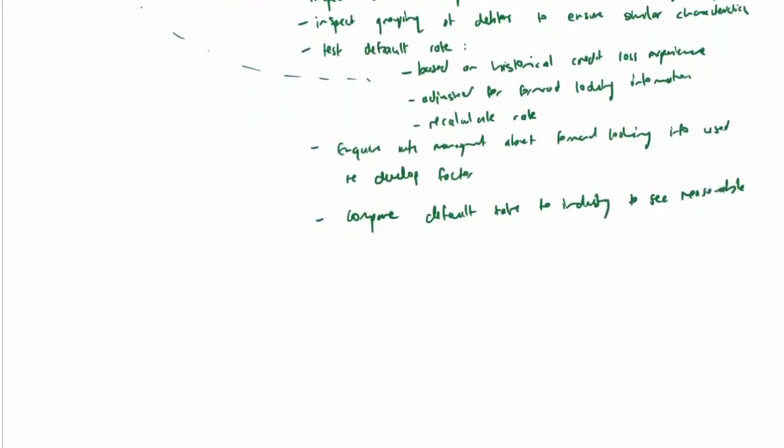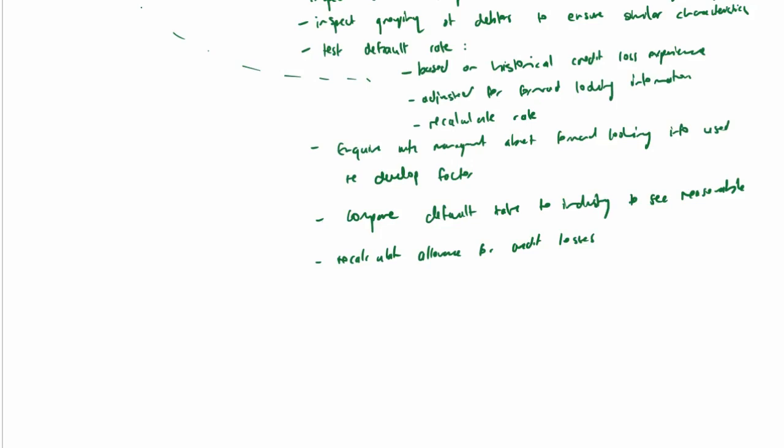Okay, then I can recalculate the allowance. Because initially I just recalculated that default rate, but then I want to then go and apply those default rates to their different aged categories or groups of debtors to determine that it was calculated correctly.